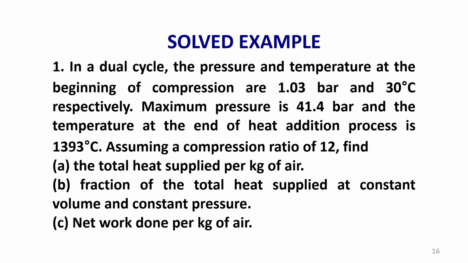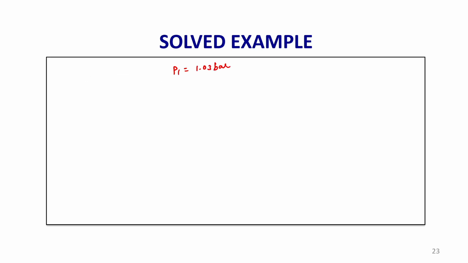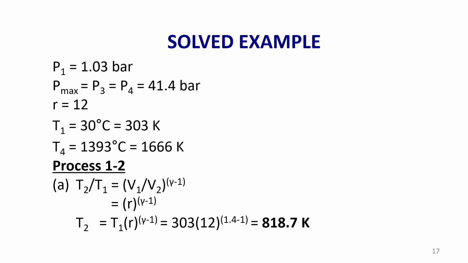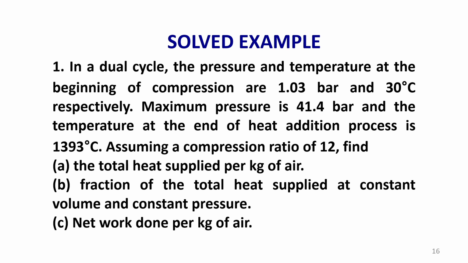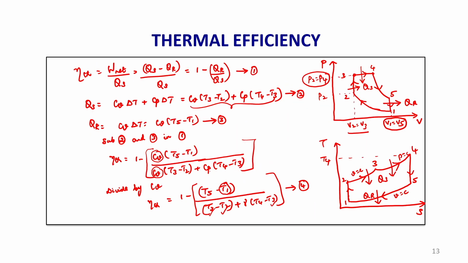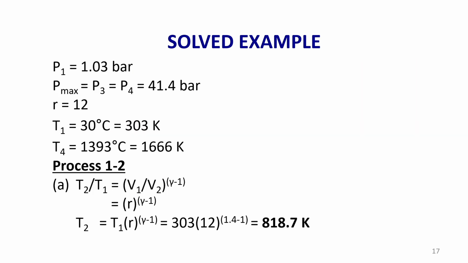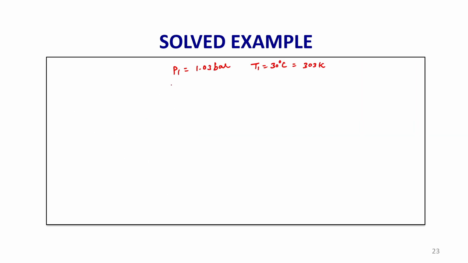T1, the temperature of the air before the compression process begins, is 30 degrees centigrade, so that is 303 Kelvin. Maximum pressure is 41.4 bar. The maximum pressure is at state point 3, which is equal to state point 4, so P max is equal to P3 is equal to P4 is equal to 41.4 bar.